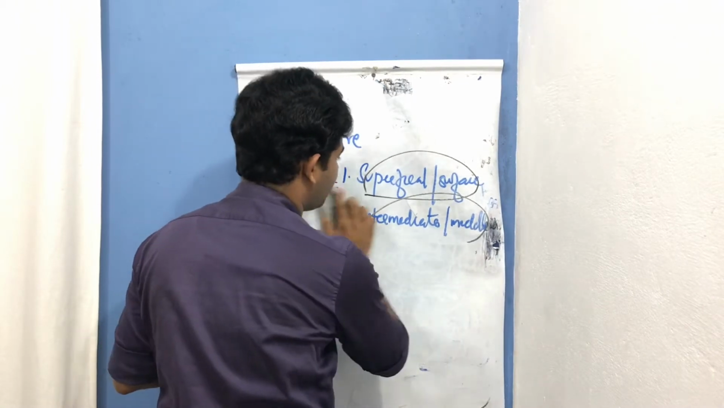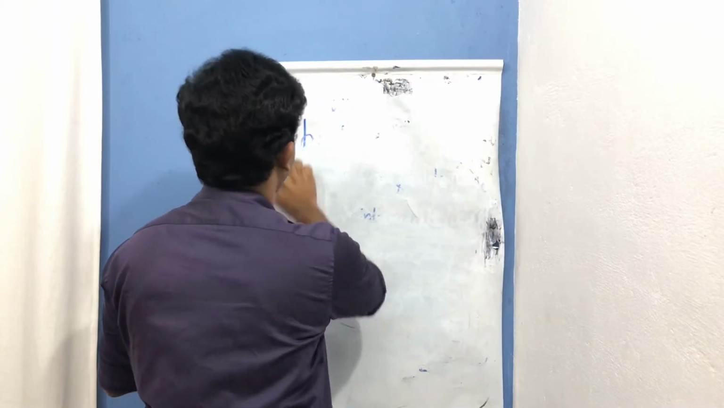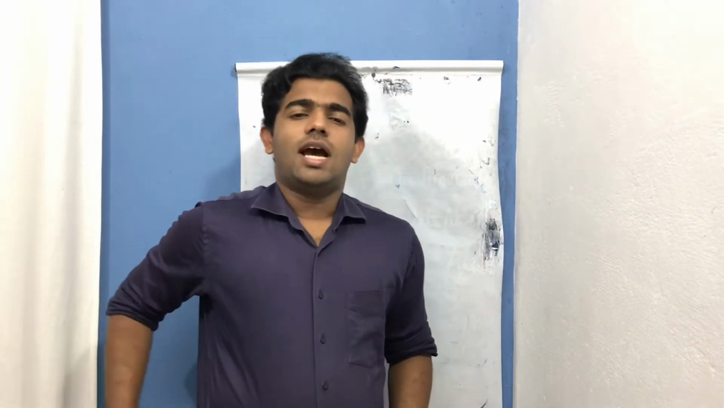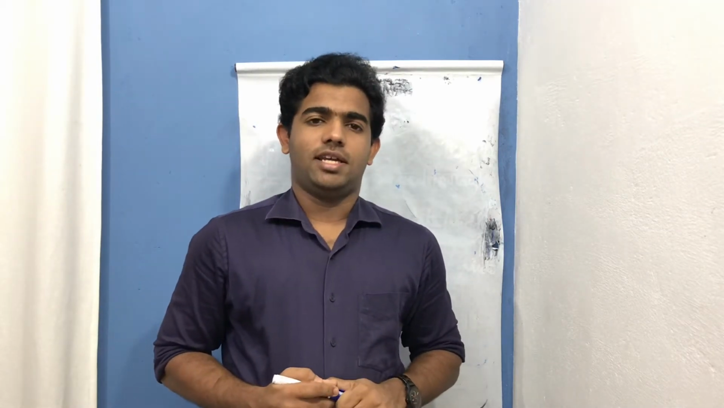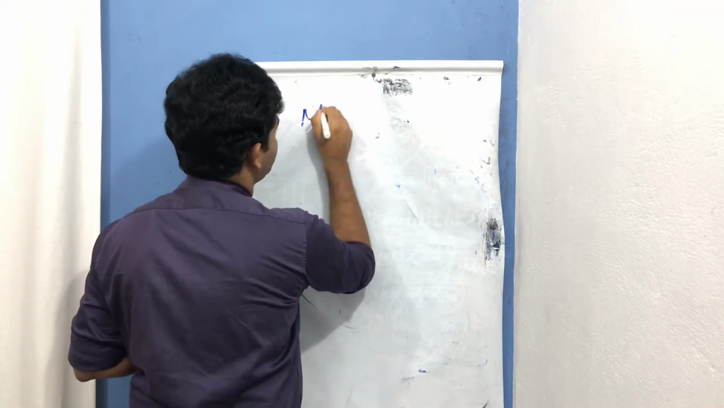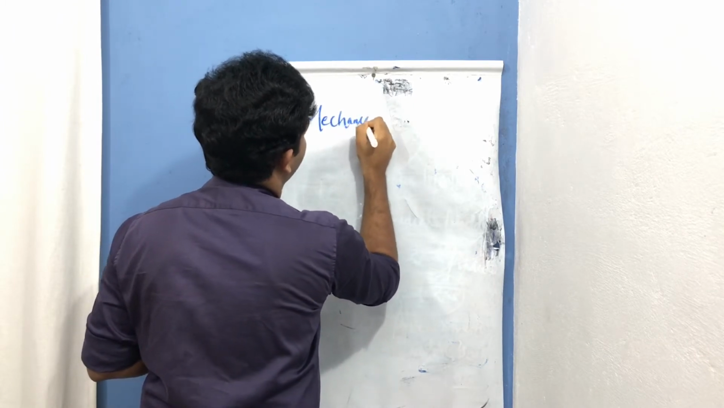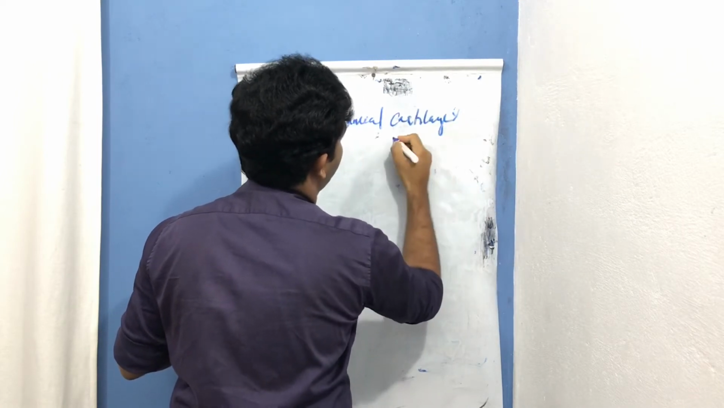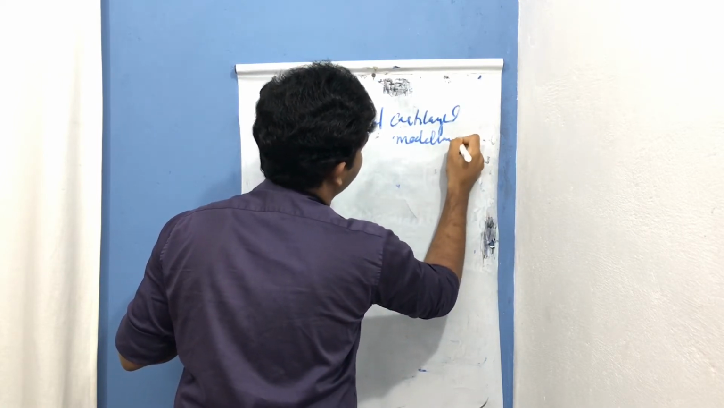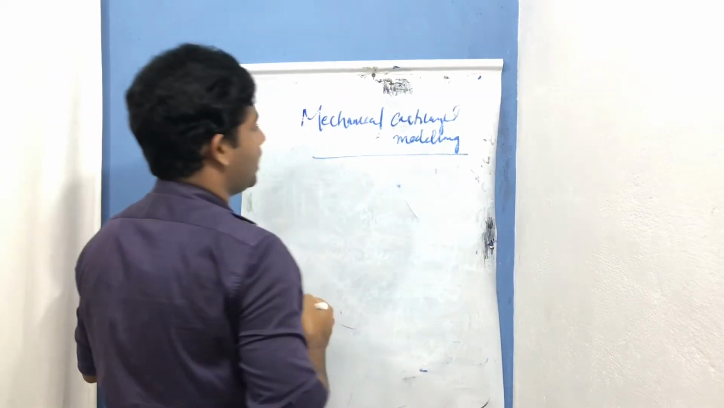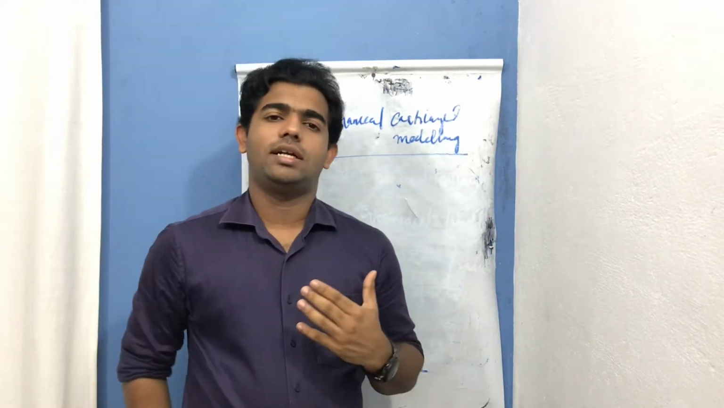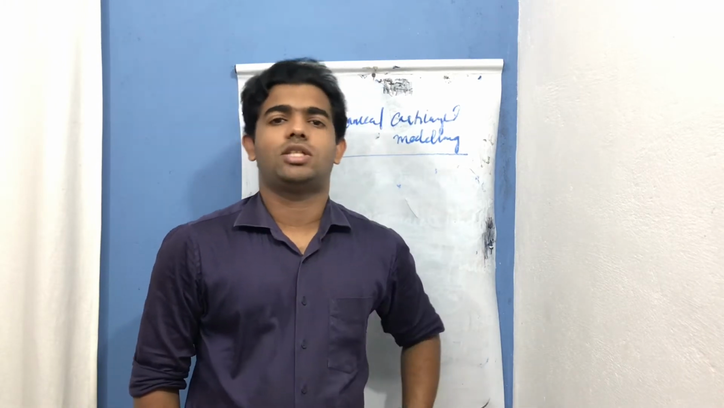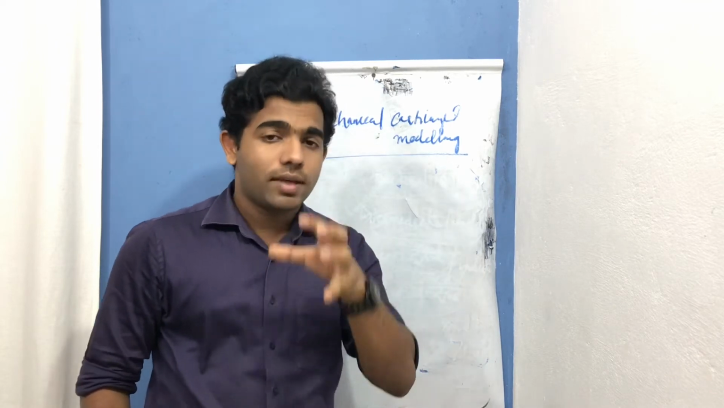Alright, and now we move on to the mechanical properties of articular cartilage. The mechanical properties of articular cartilage are the sum of all the different substances that make up the articular cartilage. Right? What are the substances that make up the articular cartilage?